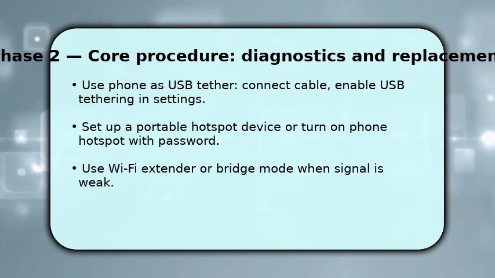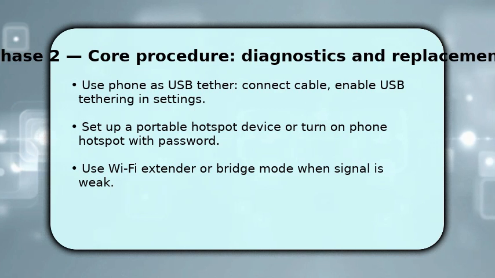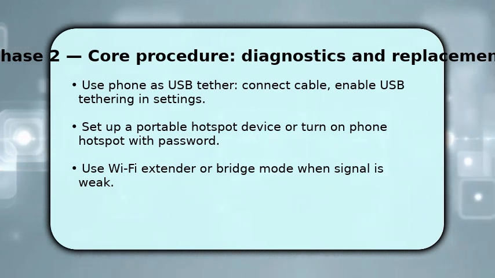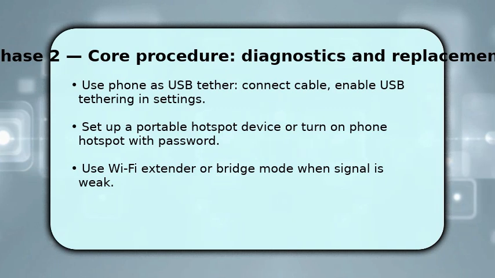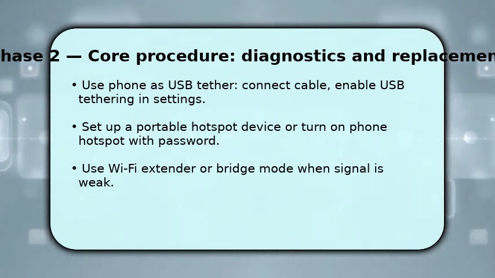If signal is weak, use a Wi-Fi extender or set your router to bridge mode to pull a distant network closer. This stabilizes throughput and reduces dropouts.